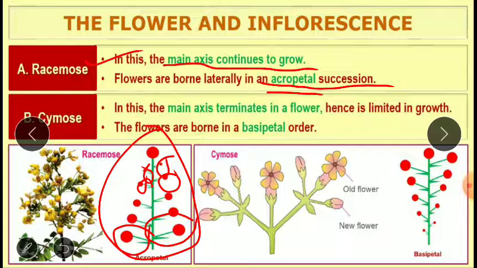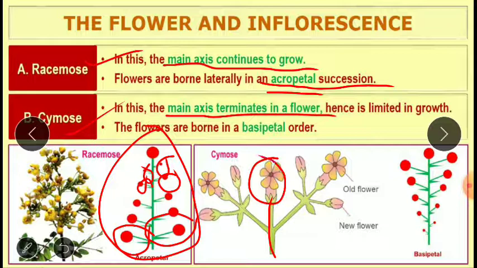The second one is the cymose inflorescence. In this type, the main axis terminates into a flower. At the beginning itself, the main axis terminates into a flower, and the younger flowers come below the older one. Hence, the growth is limited. We know that up one flower is coming, so down two buds are there. So only these many flowers will grow. So this is a definite type of inflorescence.